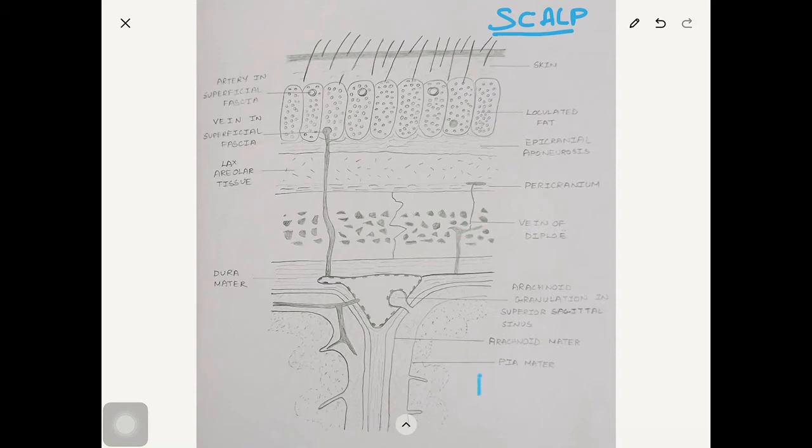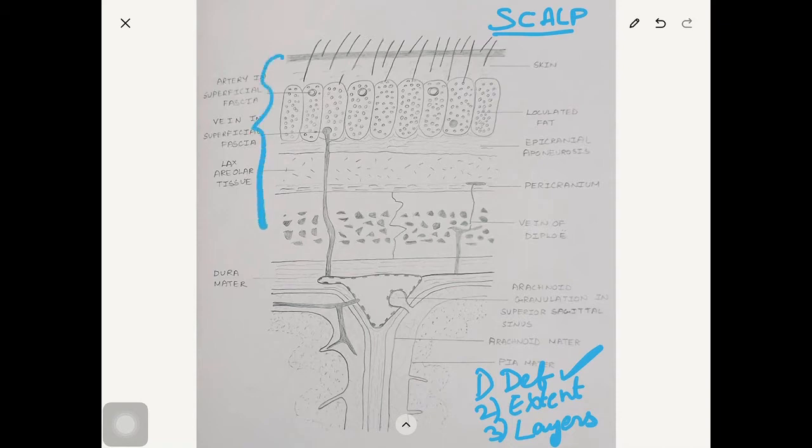The scalp we will see under the following headings: definition, extent, and layers of scalp. So first, definition. What is scalp? Scalp is the soft tissue which covers the calvaria of the skull. This is the skull, and this is the soft tissue which covers the calvaria of the skull.